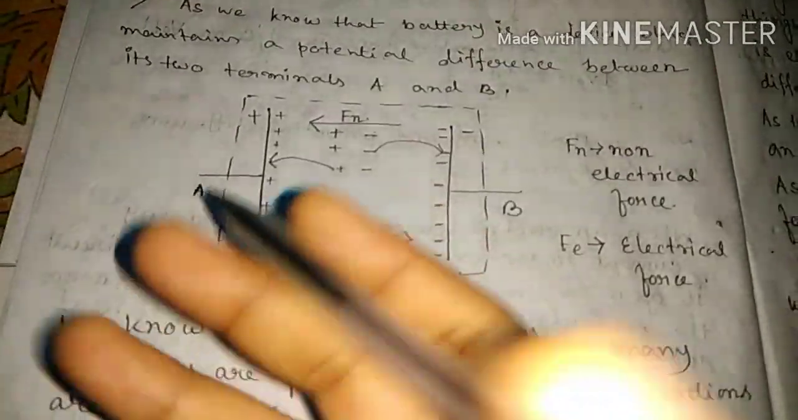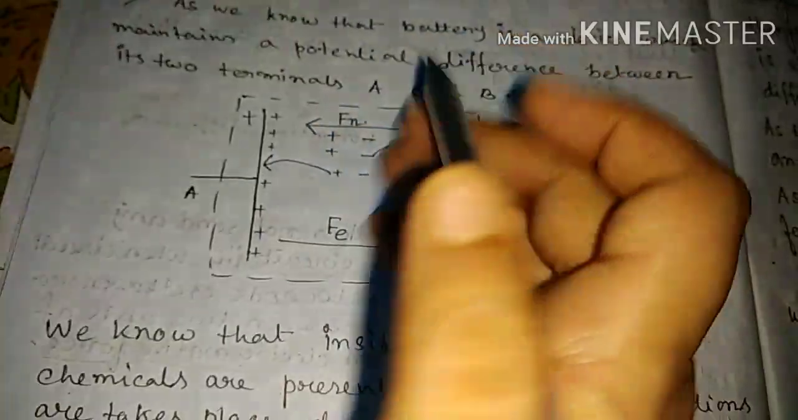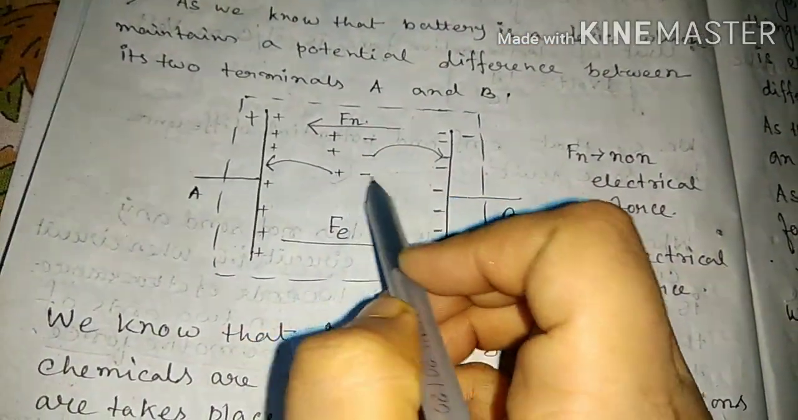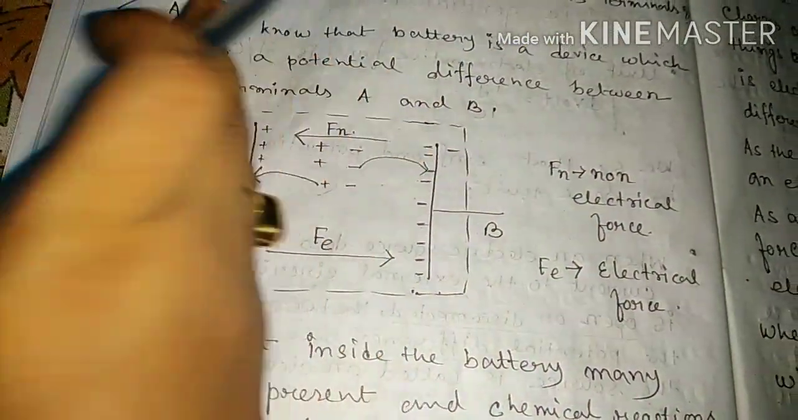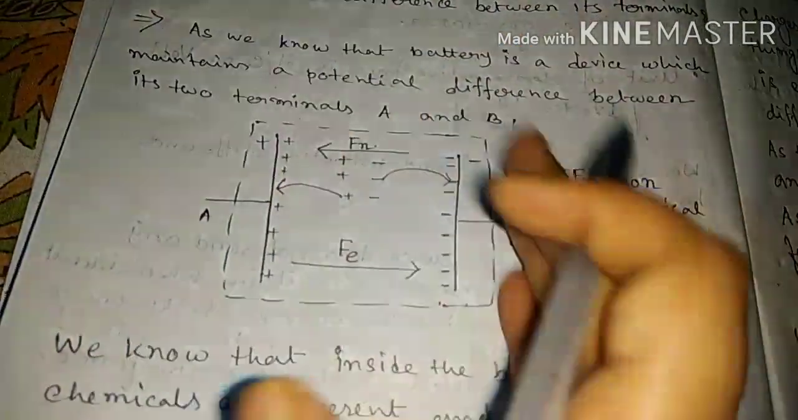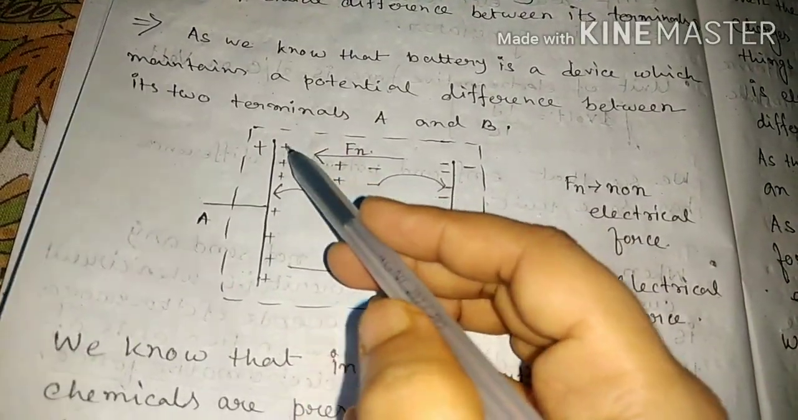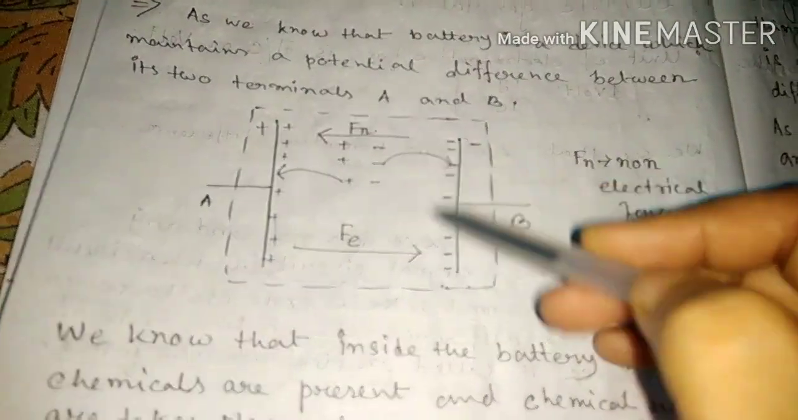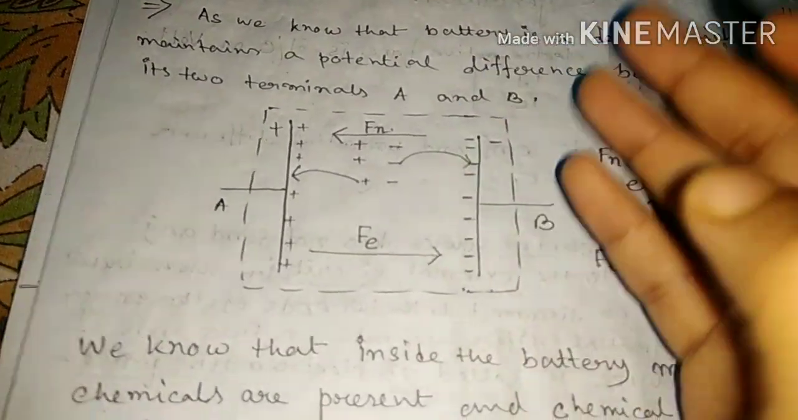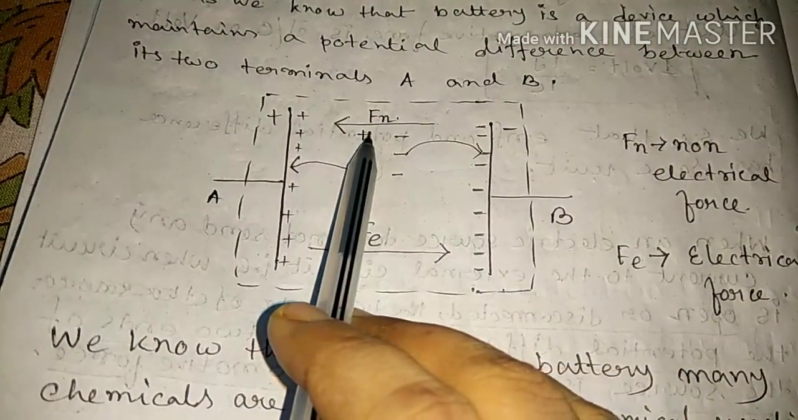So what is the function of that non-electrical force? Its function is that all the positive and negative ions present inside the battery are separated: all positive ions are accumulated on one side of the battery and all negative ions on the other side. So this side becomes positive and this side becomes negative due to the accumulation of electric charges. And that is the function of this Fn.